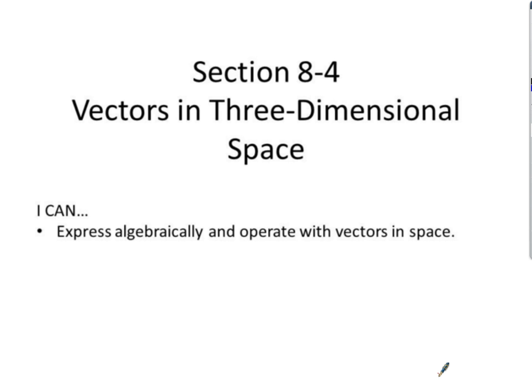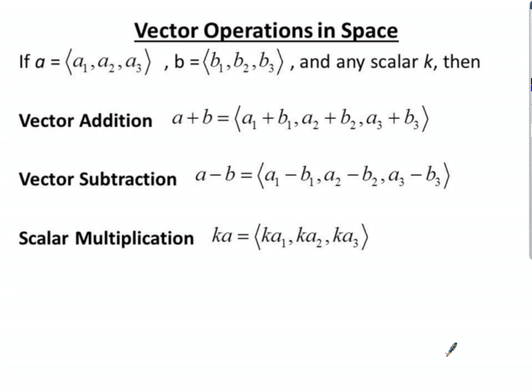This is section 8.4, part B, vectors in three-dimensional space. Just like we had in 2 dimensions, in 3 dimensions you still have vector operations in space. You can still do vector addition, so you just add the components that are in the same location. You have vector subtraction, so you can subtract the components that are in the same location. And you have scalar multiplication, which just means you take that scalar value and distribute it to each coordinate.